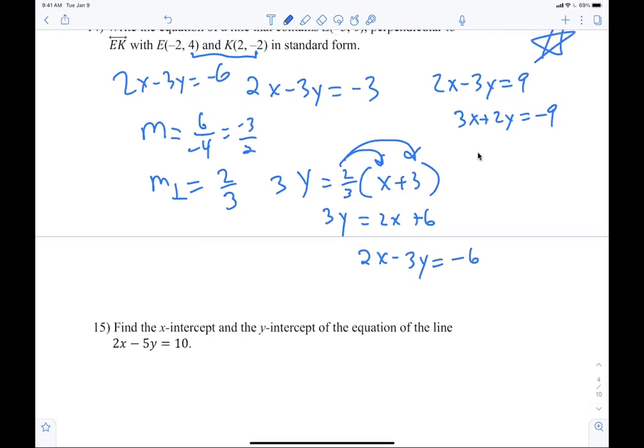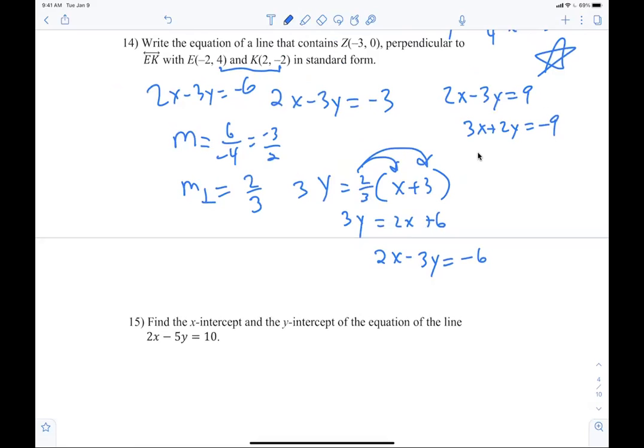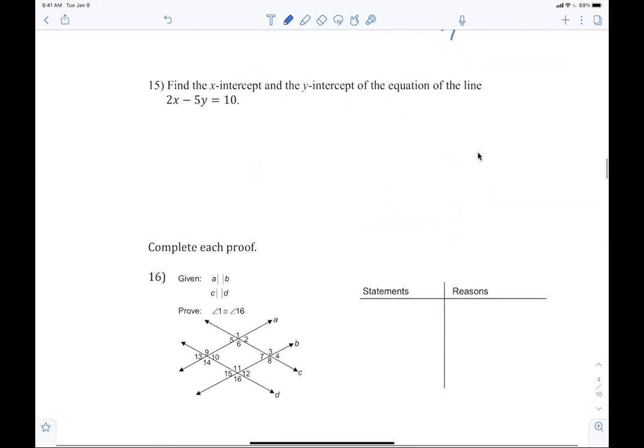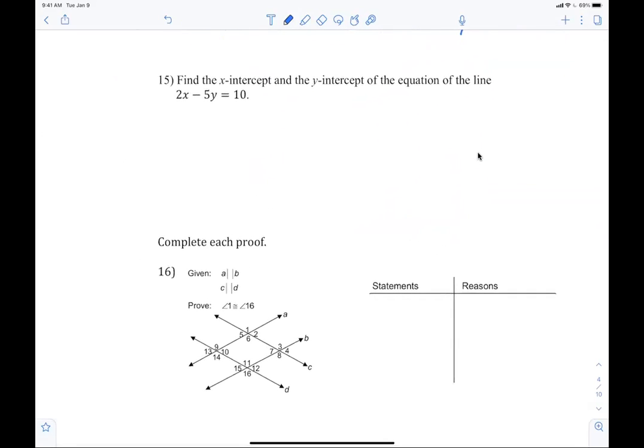Why is the 6 negative? 3y comes over here, 6 goes over here. Okay. Find the x and y intercept. So to find the x-intercept, we get what? (5, 0). The y-intercept, (0, -2). Anybody have any issues with that? Nobody?